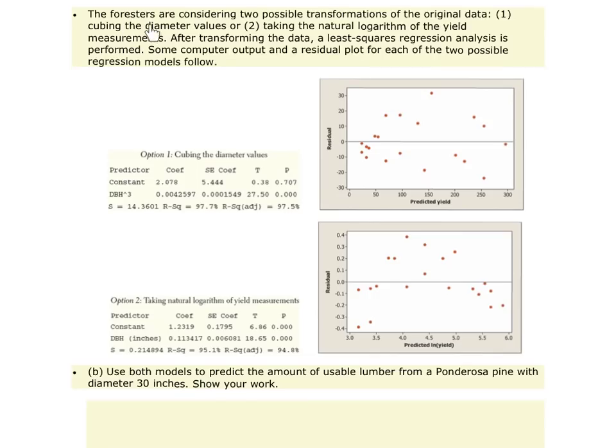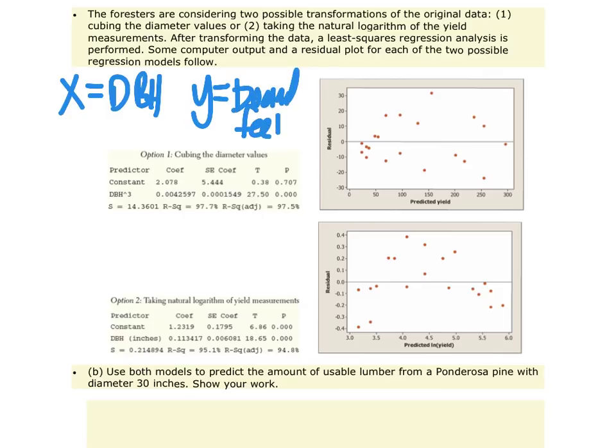Now we have the foresters considering two possible transformations of the original data. First, they're going to try cubing the diameter values or taking the natural log of the yield measurements. Remember, for the regression model, if you look at the scatter plot, our x value, or explanatory variable, is the DBH. The y, or our response, is the board feet, or the lumber that they get from it. So if that helps you kind of keep it straight.